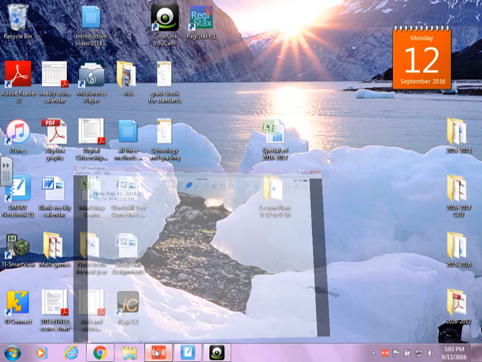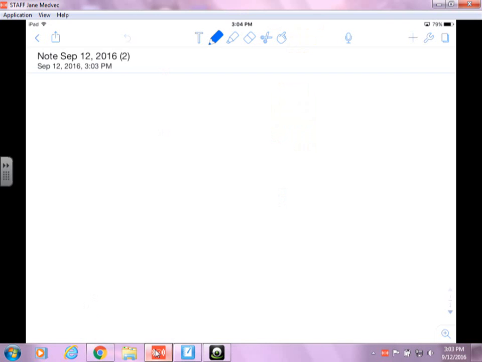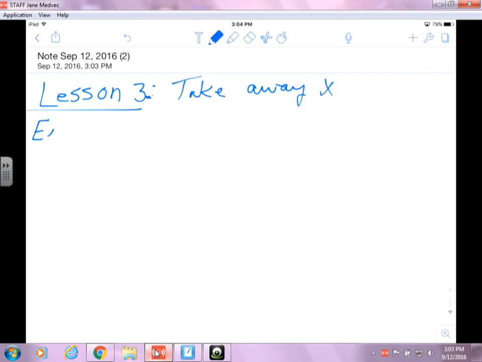Okay, so what we're going to do right now is go into lesson 3 of Hands-On Equations. In your Notability, we are going to write lesson 3, and the skill that we're going to work on today is "take away x." That's the thing that we're going to learn today. And again, we're going to do example B.